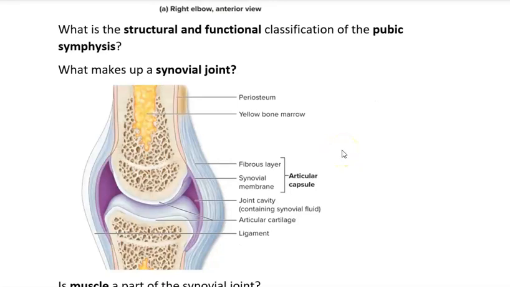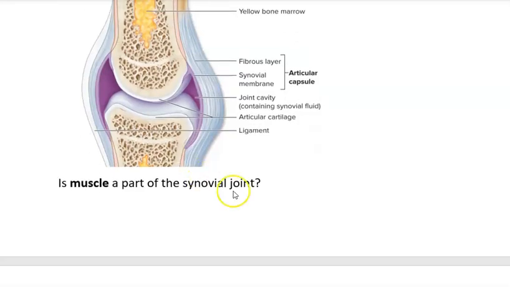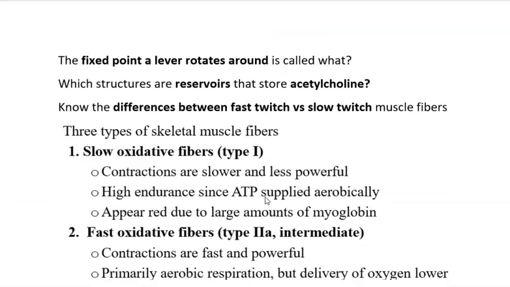You need to know what makes up a synovial joint. So you've got your articular cartilage, you've got the synovial membrane, synovial fluid inside of that synovial cavity, and then blood vessels and sensory receptors. All of those make up a synovial joint. You'll notice that I did not mention muscle at any point of that. So muscle is not a part of the synovial joint. Here's another definition question. The fixed point a lever rotates around is called the fulcrum.